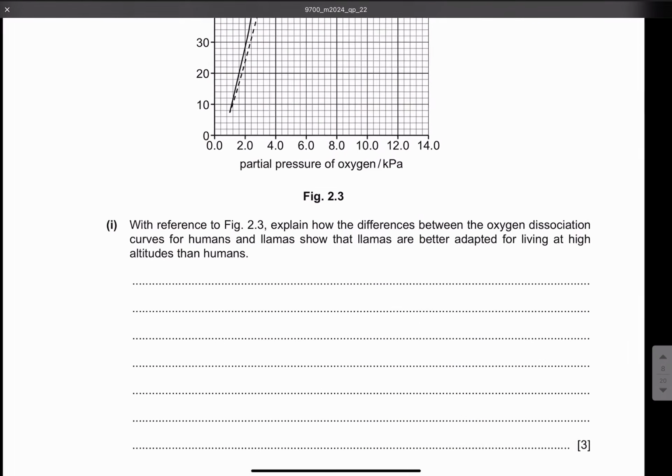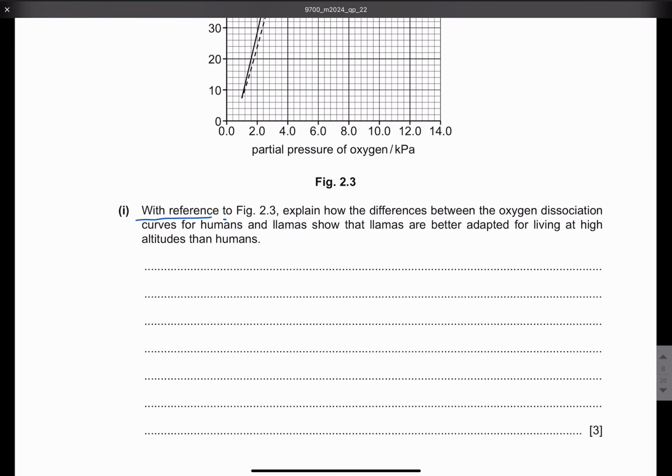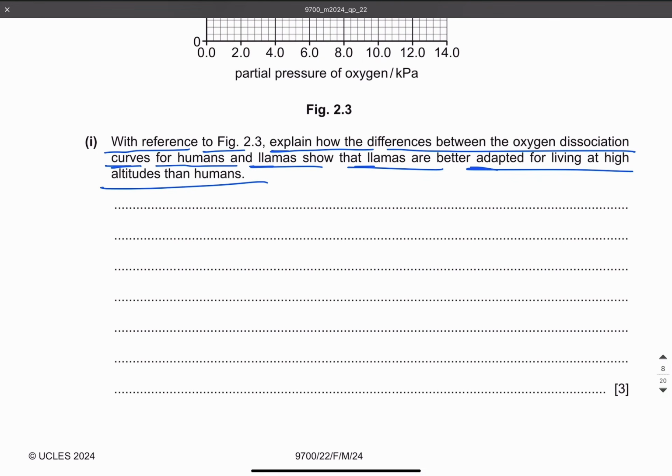With reference to figure 2.3, explain how the differences between the oxygen dissociation curves for the humans and the llamas show that llamas are better adapted for living at high altitudes than humans. So over here, they're asking that with reference to figure 2.3, explain how the differences between the oxygen dissociation curves for humans and llamas show that llamas are better adapted for living at high altitudes than humans.